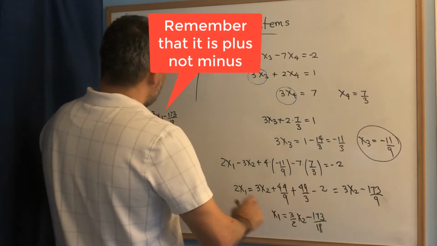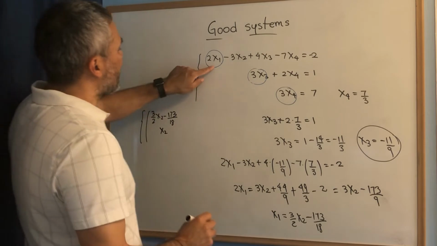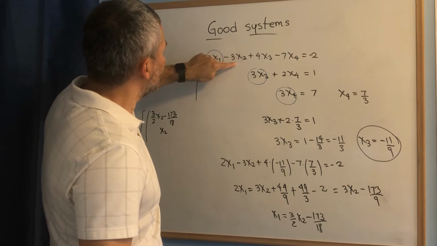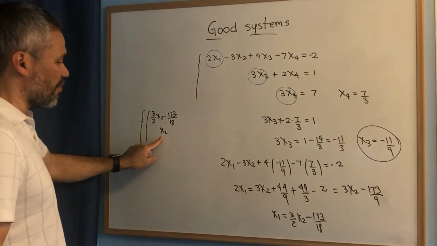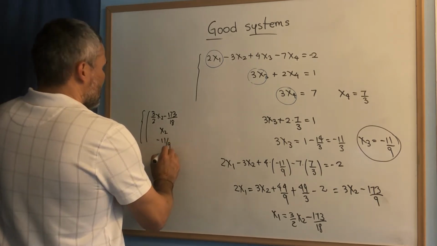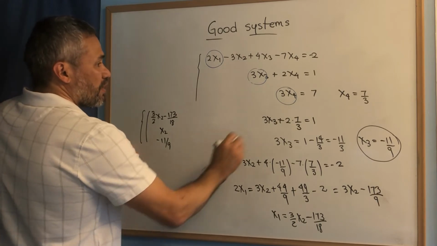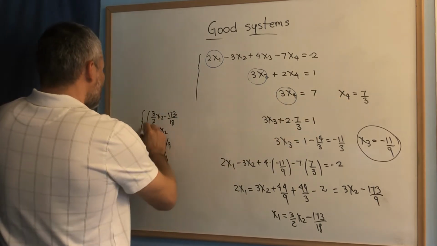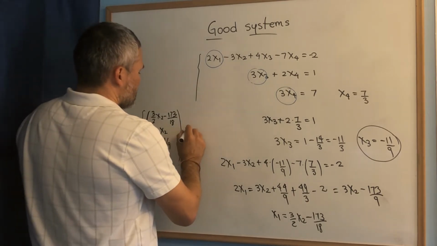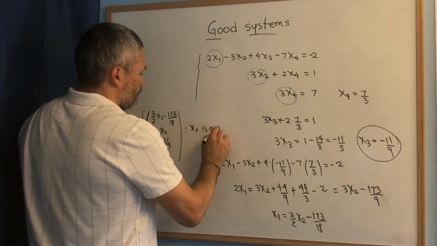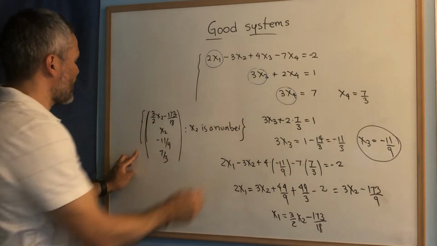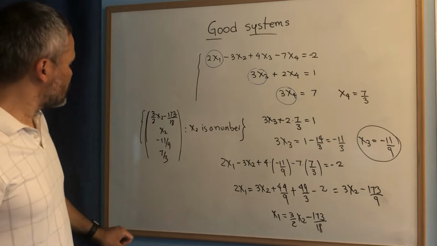X2, what is x2? X2 is the one that didn't get the chance to be a first variable in one of the equations, and then that's going to be used as a parameter. x2 is equal to x2, x3 is minus 11 over 9, and x4 is 7/3. Then the solution set would be like x1, x2, x3, and x4, such that x2 is a number. And this is the solution set.